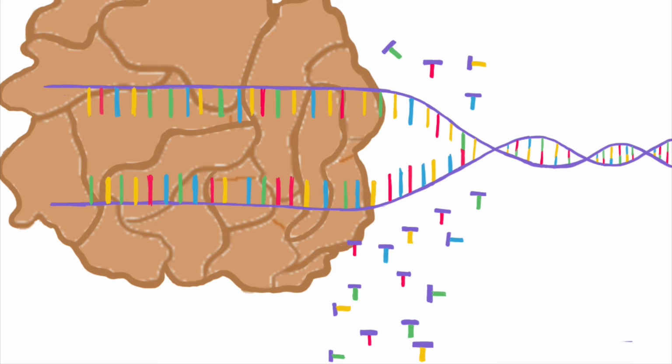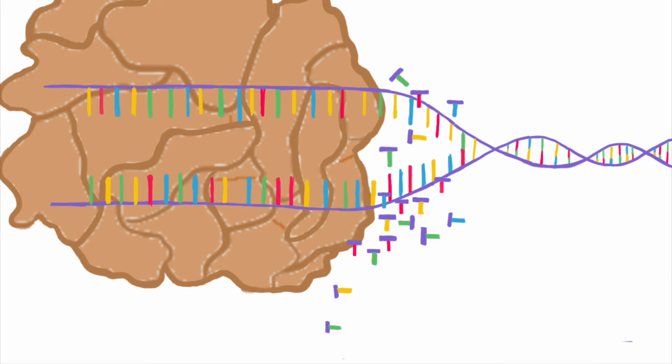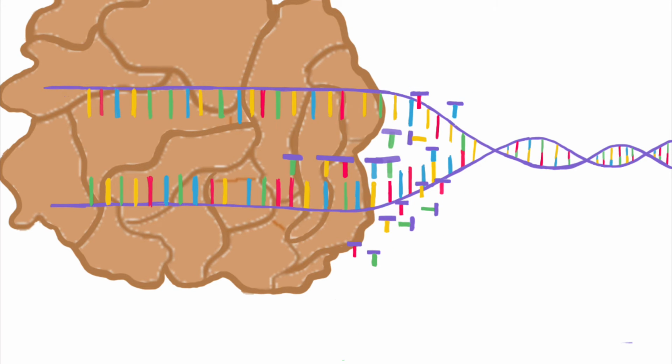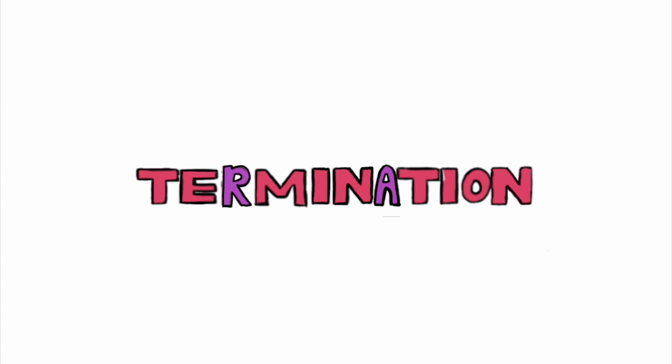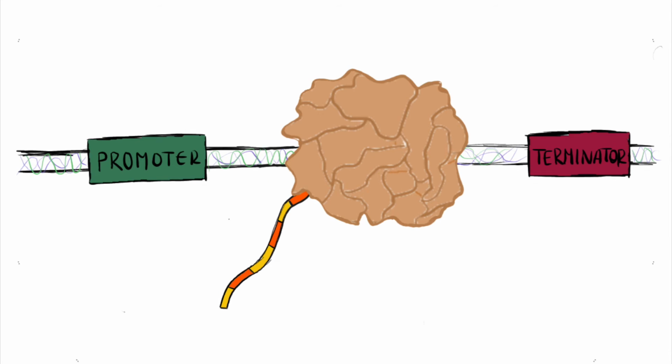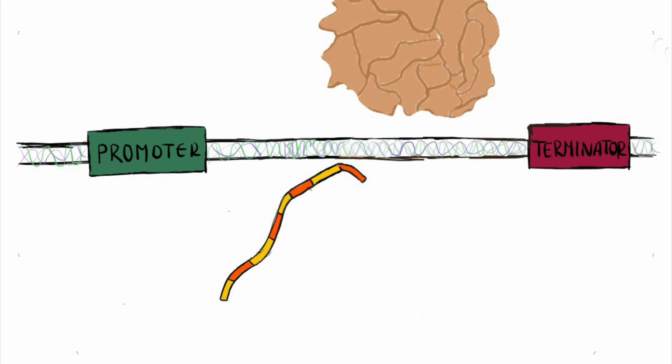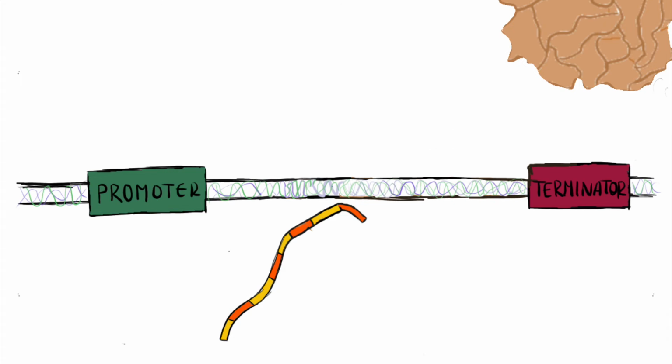RNA is synthesized instead of DNA, therefore it has a ribose sugar, not a deoxyribose, and uracil is utilized instead of thymine. Termination. Once RNA polymerase reaches the terminator portion of the gene, the mRNA transcript is complete, and they dissociate from each other.